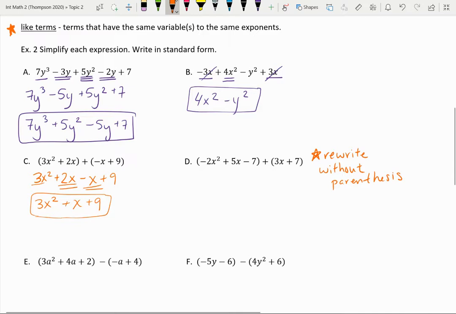Problem D. I've got these parentheses in here. I'm going to rewrite without the parentheses. So negative 2x squared plus 5x minus 7 plus 3x, and then plus a positive just turns into plus 7.